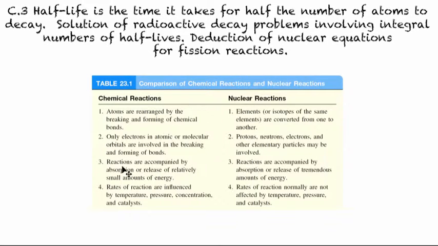For the third difference, chemical reactions are accompanied by relatively small amounts of energy, but nuclear reactions release a lot of energy. And number 4, we can alter the rates of chemical reactions, taking a look back at the kinetics unit, by temperature, pressure, concentration, and catalyst, whereas nuclear reactions are not really affected by that.